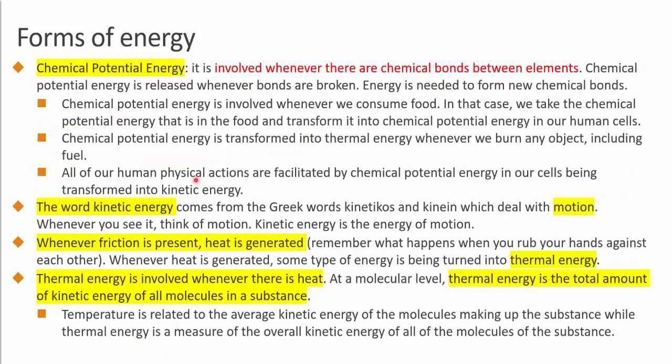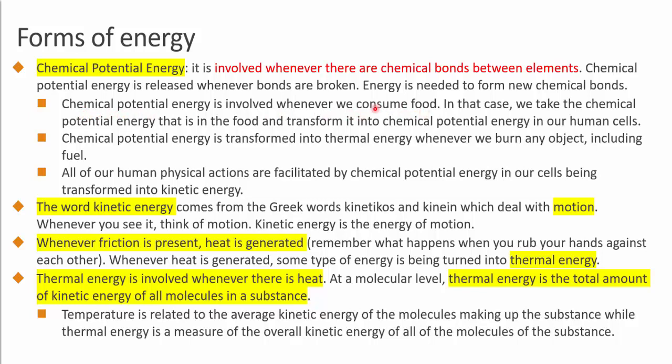Other forms of energy: chemical potential energy. It is involved whenever there are chemical bonds between elements. Chemical potential energy is released whenever the bonds are broken. Energy is needed to form new chemical bonds. That's the relationship for chemical potential energy. Remember, chemical potential energy is involved whenever we consume food.